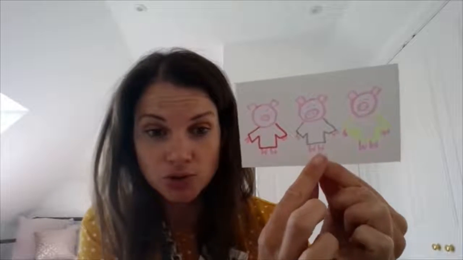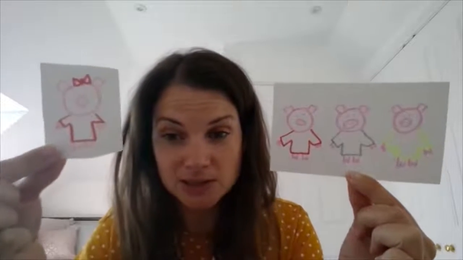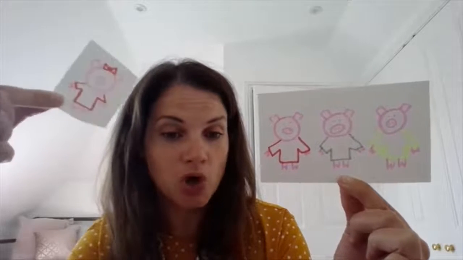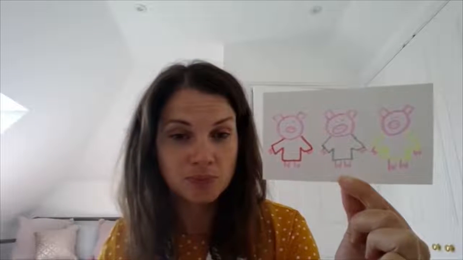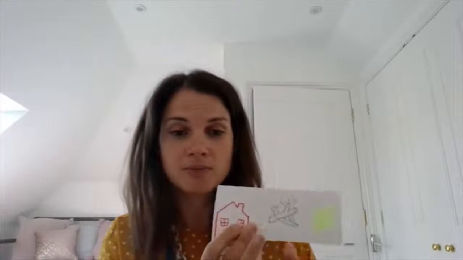Once upon a time, there was 1, 2, 3 little pigs. And their mummy said to them, "Now you're fully grown, I want you to go out and build your own houses." So off they went. The first little pig built a house made of straw, and he built it up and built it up.